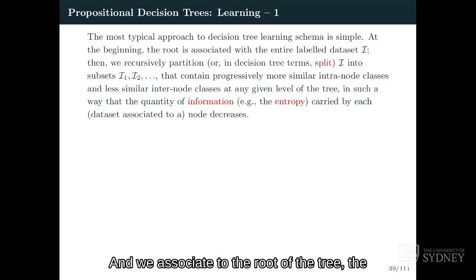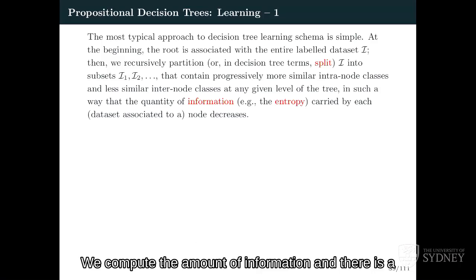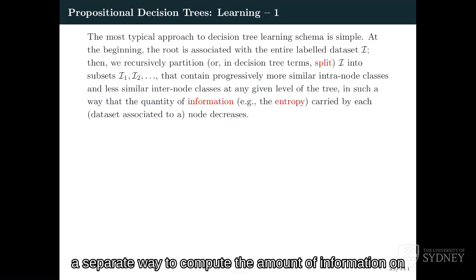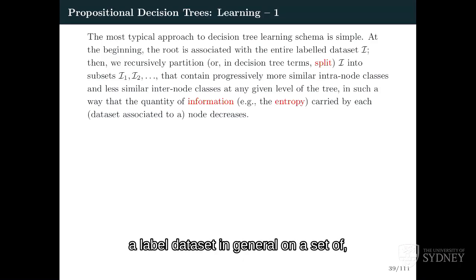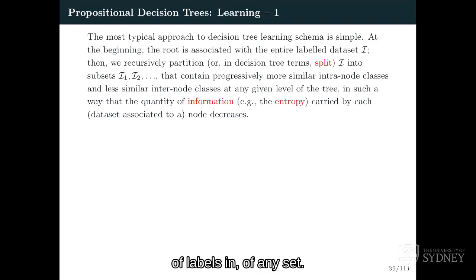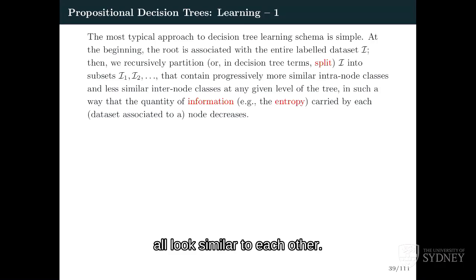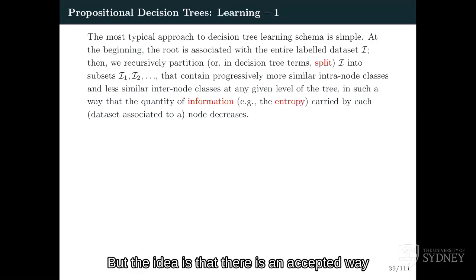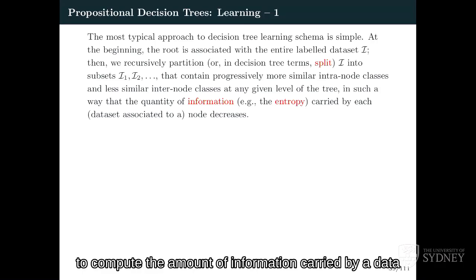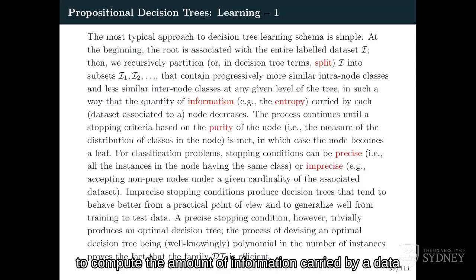root of the tree, and we associate to the root of the tree the entire data set. We compute the amount of information, and there is an accepted way to compute the amount of information on a labeled data set, in general on a set of labels of any set, and it's called entropy, but it's not the only one. There are variations on this. They all look similar to each other, but the idea is that there is an accepted way to compute the amount of information carried by a data set.